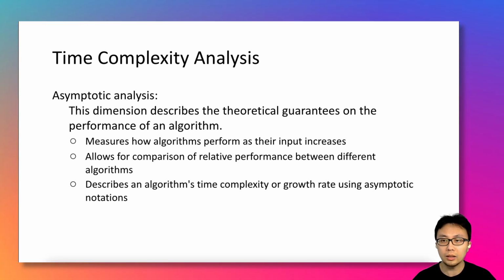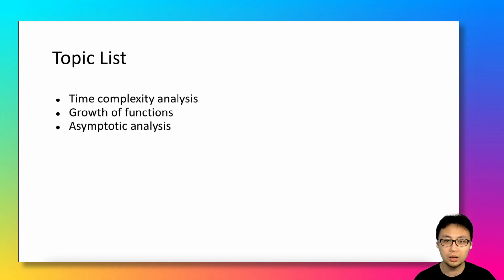So you may wonder what are asymptotic notations and how the simplification works, and how the two dimensions, the worst, average, best case analysis and asymptotic analysis, are related. We will answer these questions one after another as we move forward. So let's dive into the growth of functions next.